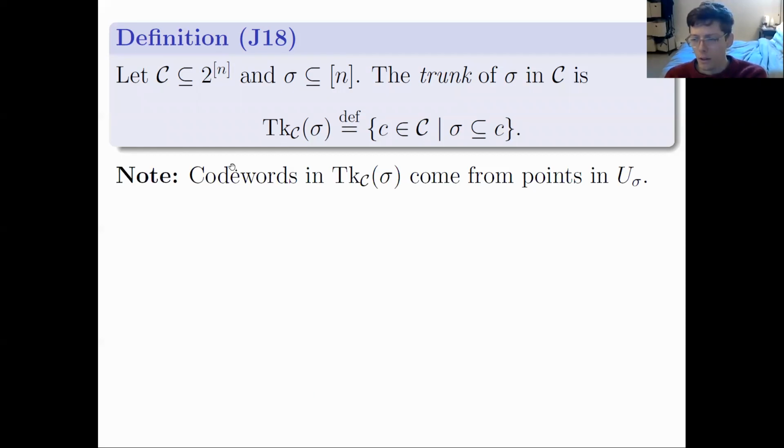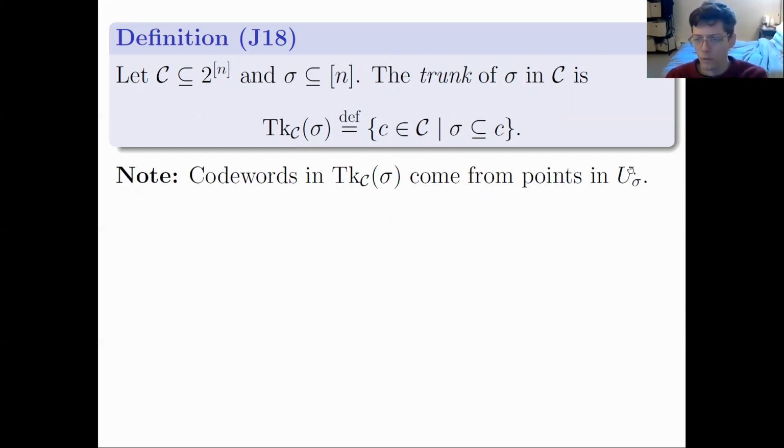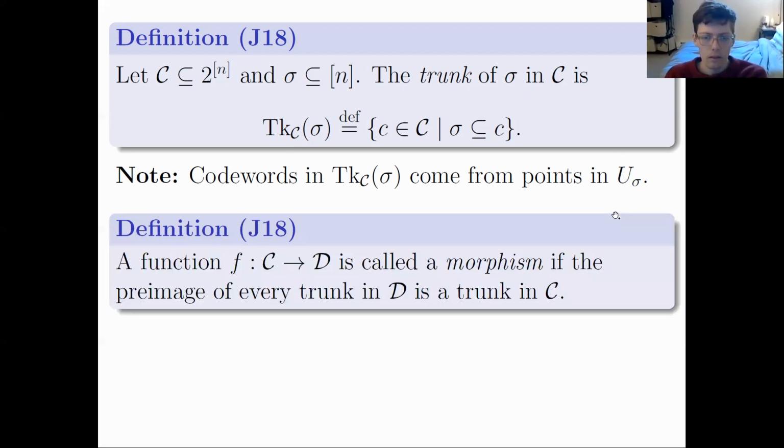And the reason that I want to look at these trunks is that the code words in a trunk correspond to points in a set U sigma, where, remember, U sigma is the intersection of all the U_i with i in sigma. And of course, if all the U_i are open and convex, well, so is U sigma. And so these trunks capture things happening in a convex region in my realization, if I have a realization. Okay, but I'm going to keep being abstract for a minute here.